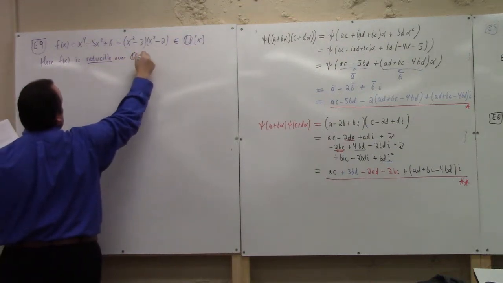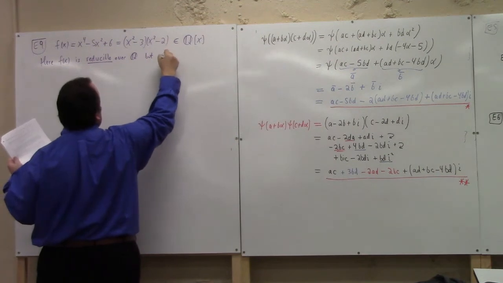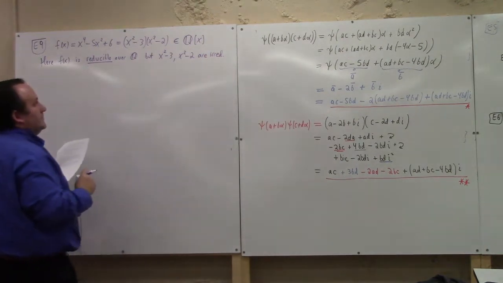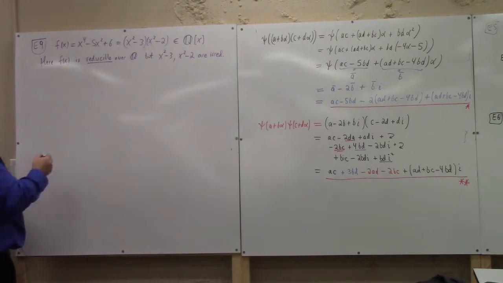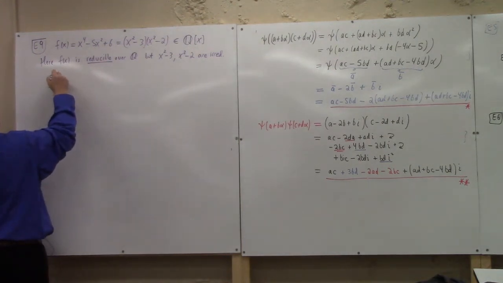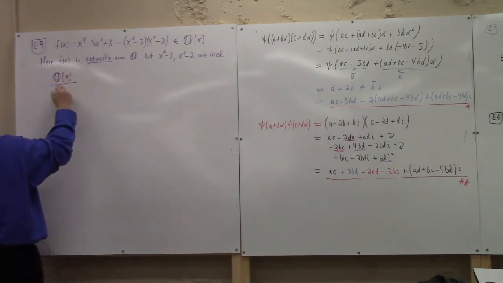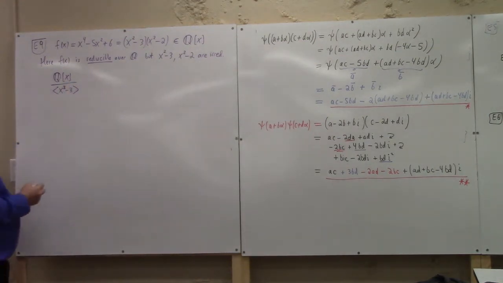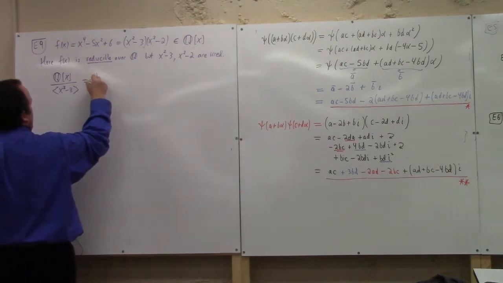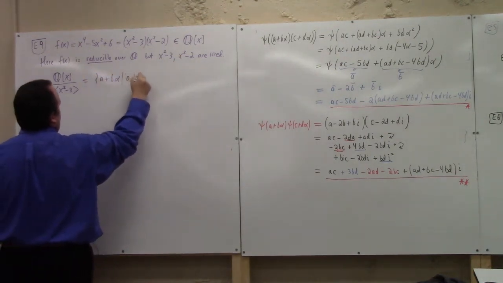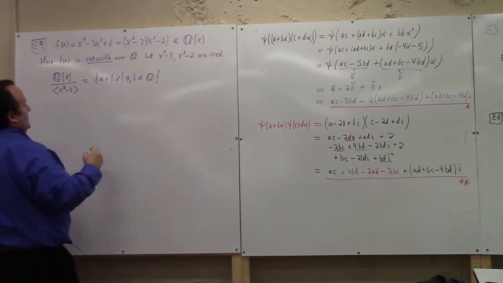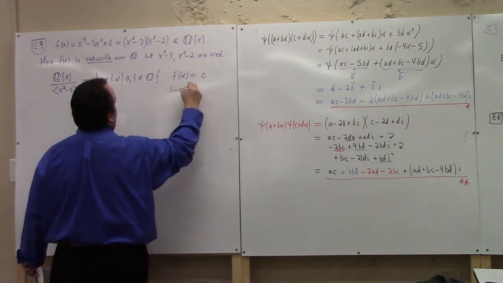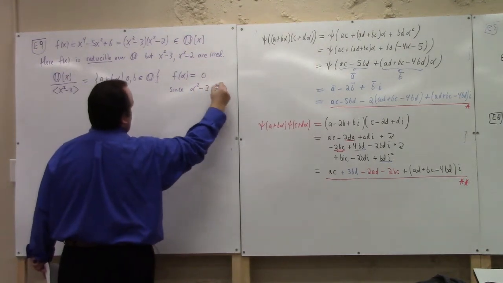Over Q, but x squared minus 3 and x squared minus 2 are irreducible. Okay? So check it out. We can take Q[x] mod the ideal generated by x squared minus 3. So this gives, if I look at this as a plus b alpha, to keep using my notation, then we have f of alpha equals 0 since alpha squared minus 3 is equal to 0, right?